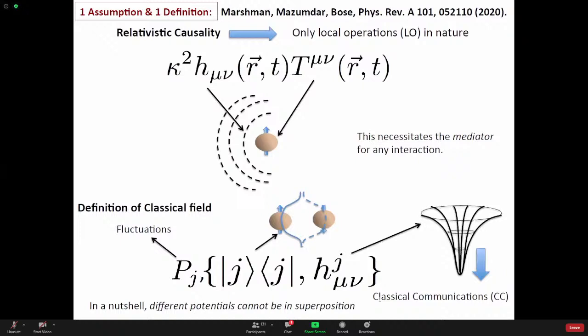Okay. Now, so let us make one assumption and one definition. Okay? So we work under this setting. Okay? What is the assumption? The assumption is that interactions are local in nature.